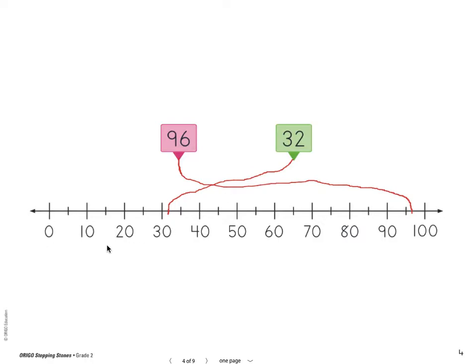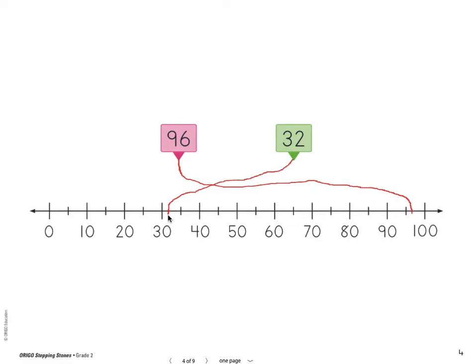Okay, so as you can see on the number line here, all of our decade numbers are labeled. And then we labeled the two numbers we're talking about, 32 and 96. So when you start at 0 and count by tens, is 96 or 32 closer to a decade number? I'm going to give you a second to think about it. You ready? So let's think about it.